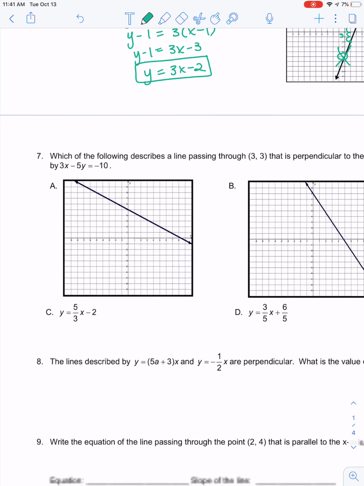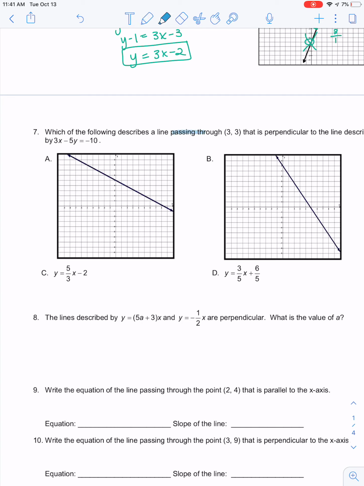Okay? This looks like a lot, but really number 7 is just a big old problem. It says, which of the following describes a line passing through 3, 3 that is perpendicular, it's important, to the line described by 3x minus 5y equals -10. Well, one thing you could do, because this is multiple choice, is you could go through and you could plug in 3, 3 to each of your answer choices, okay? However, I would suggest on a problem like this, especially on your EOC, just go ahead and work it out the long way and then look at your answer choices to see which one matches with what you have, okay?